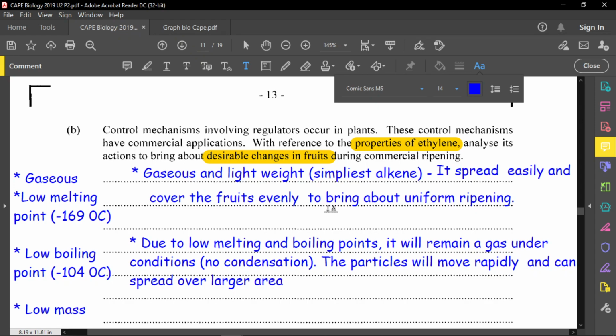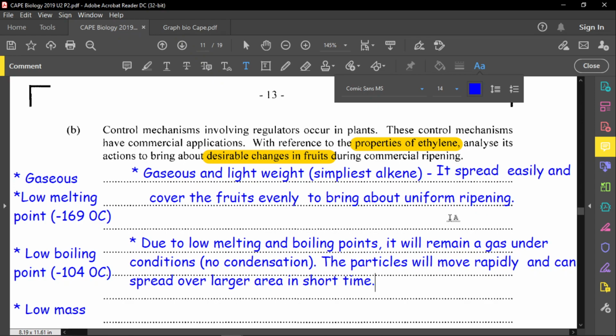area. And the thing about commercial food ripening is that there will be a lot of fruits. So therefore, it spreads over a large area in a short time. And so this makes it effective to ripen a large amount of fruits in a very short time. So that desirable change could be a large amount of fruits getting ripe or ripening in a short period of time. Okay, so in a short time. All right, so that's a very important thing.